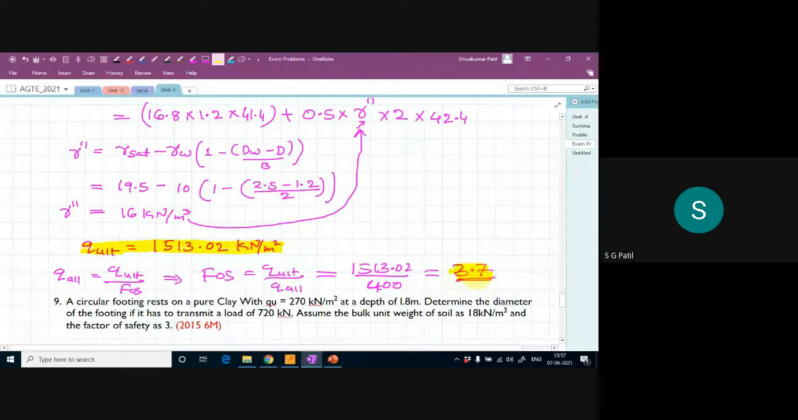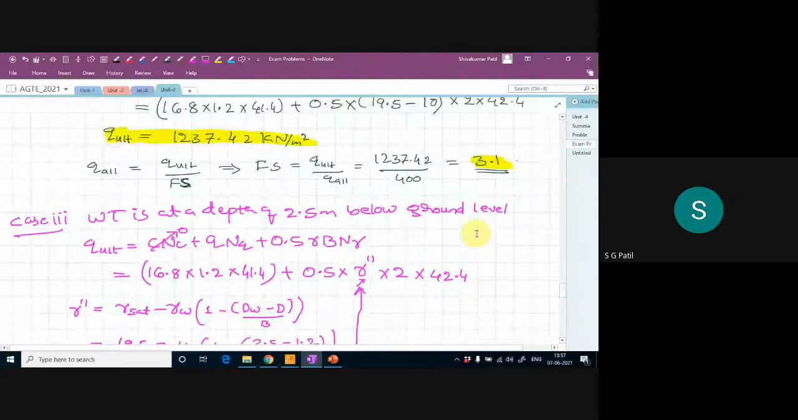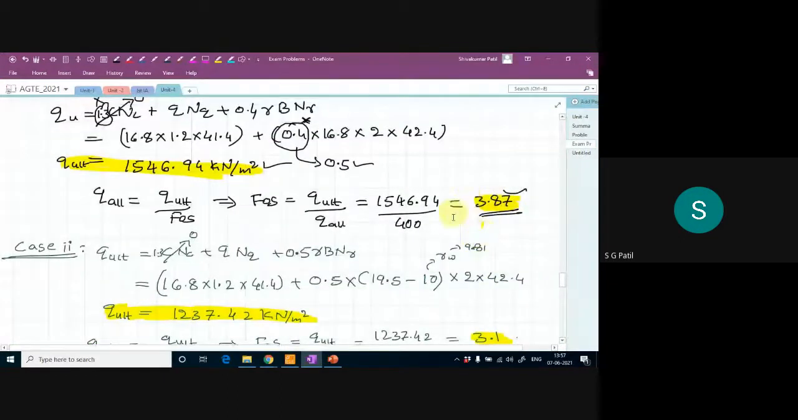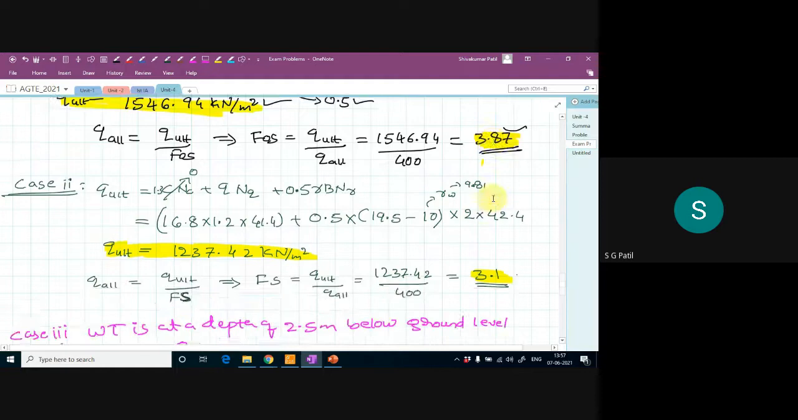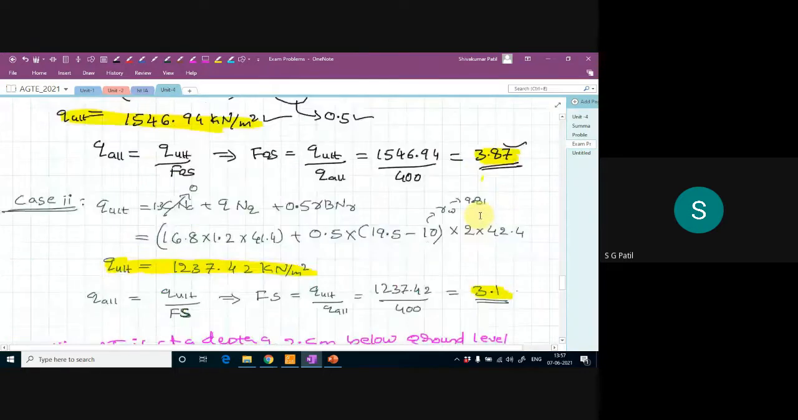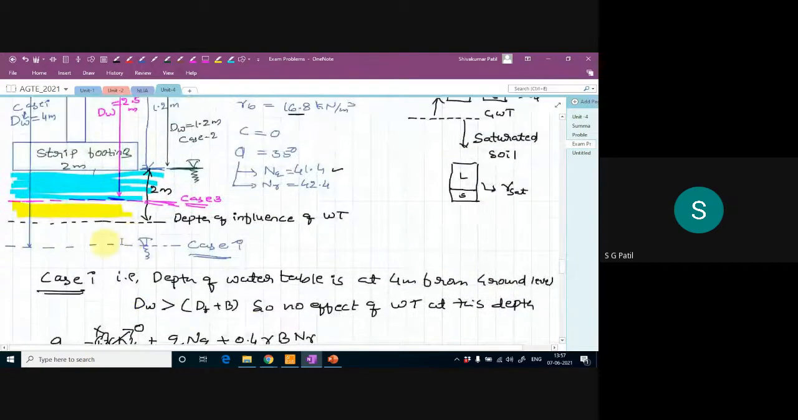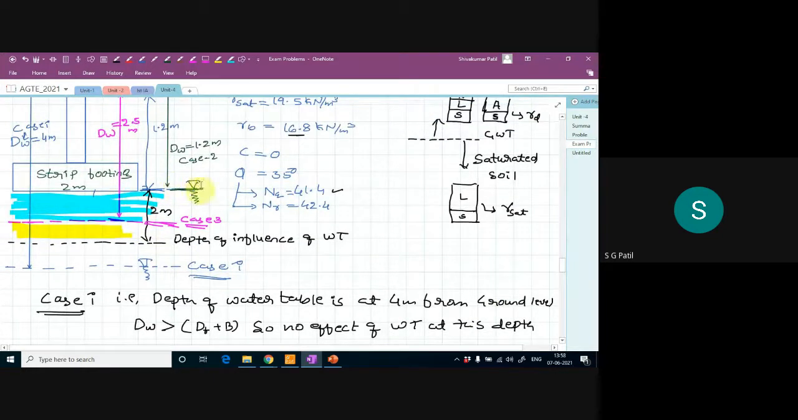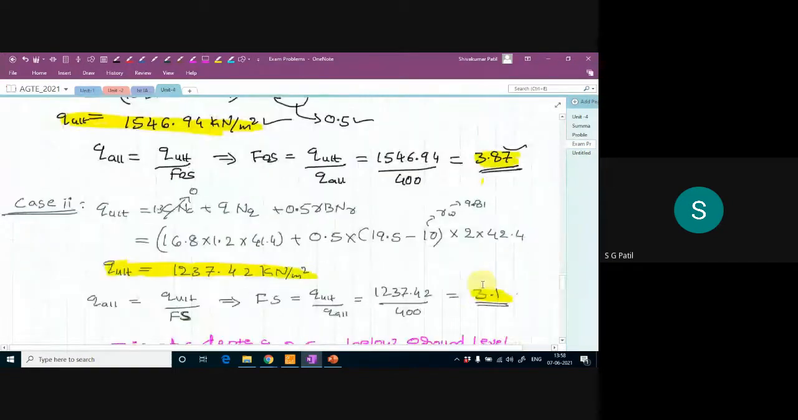So now you compare all the factors of safety, where you got the highest. The 3.87 was my factor of safety in case number 1. That means the water table was not at all in the picture, right? Once the water table is raised up in case 2, this was my case 2 with green ink, where it comes up to your footing level, my factor of safety is reduced to how much?